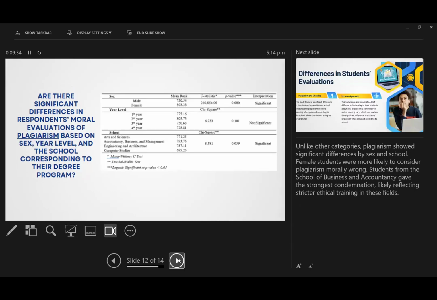Unlike other categories, plagiarism showed significant differences by sex and school. Female students were more likely to consider plagiarism morally wrong. Students from the School of Business and Accountancy gave the strongest condemnation, likely reflecting stricter ethical training in these fields.